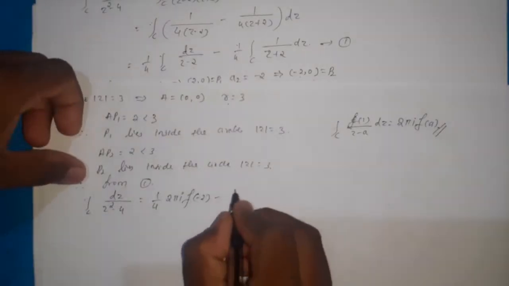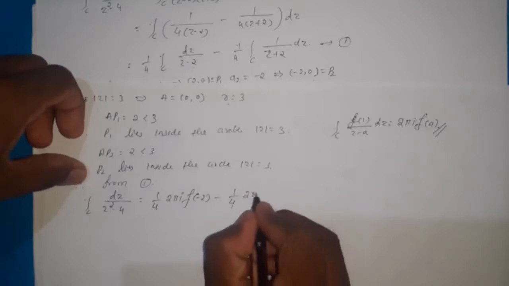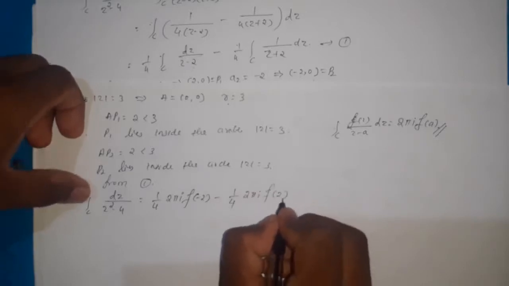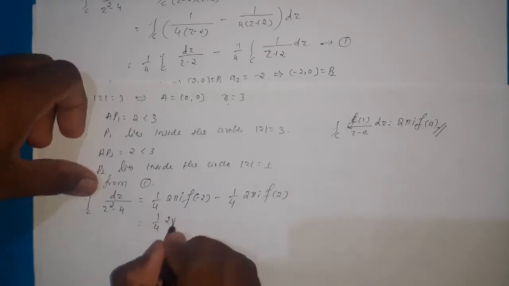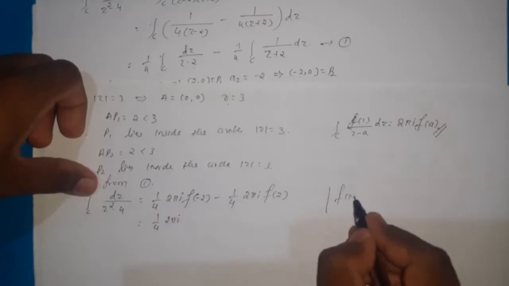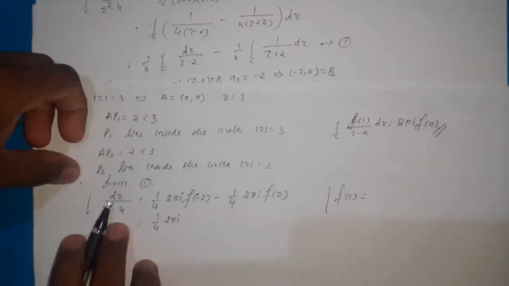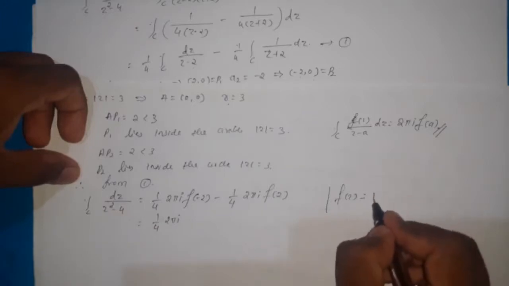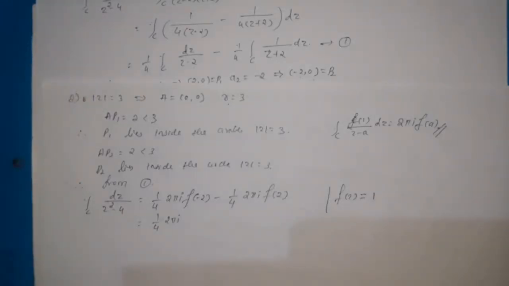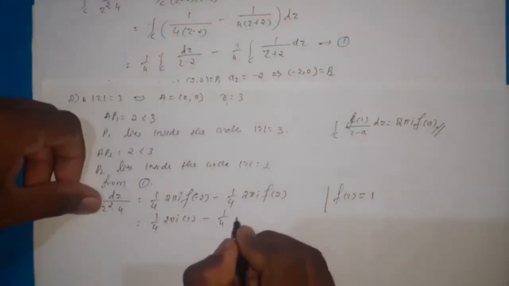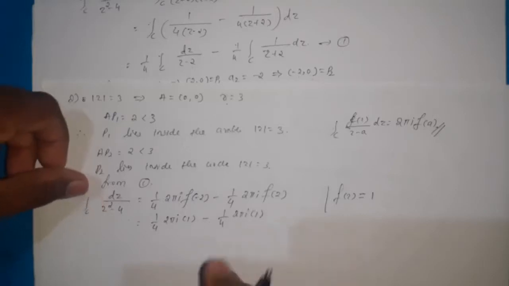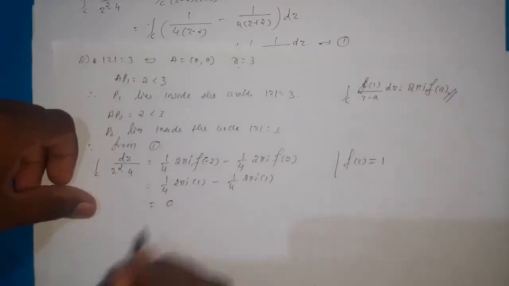Minus 2 minus 1 by 4 2 pi I f of plus 2, right? Then it is 1 by 4 into 2 pi I. So what is f of z here? In the numerator there is no function, which means it is equal to 1, the constant function. So whatever may be the value of a, f of z will be equal to 1 only. Hence it is 2 pi I into 1 minus 1 by 4 into 2 pi I into 1. So therefore its value is equal to 0.